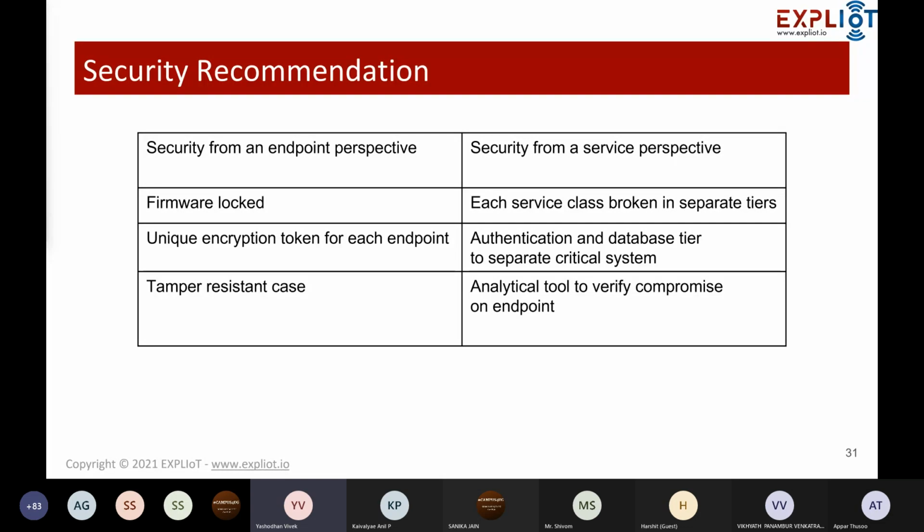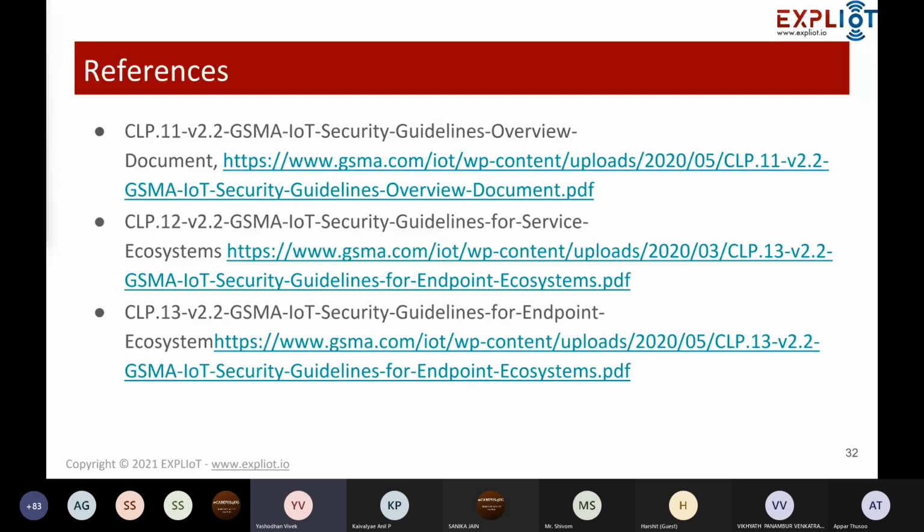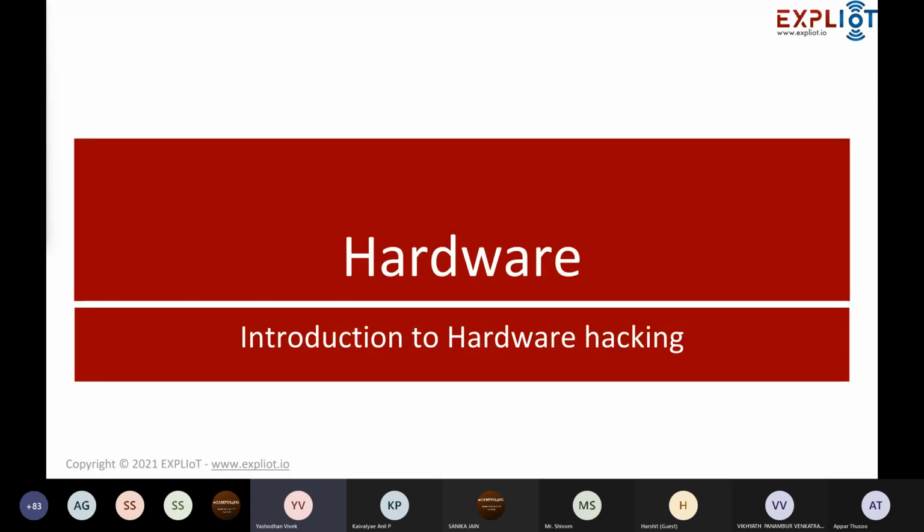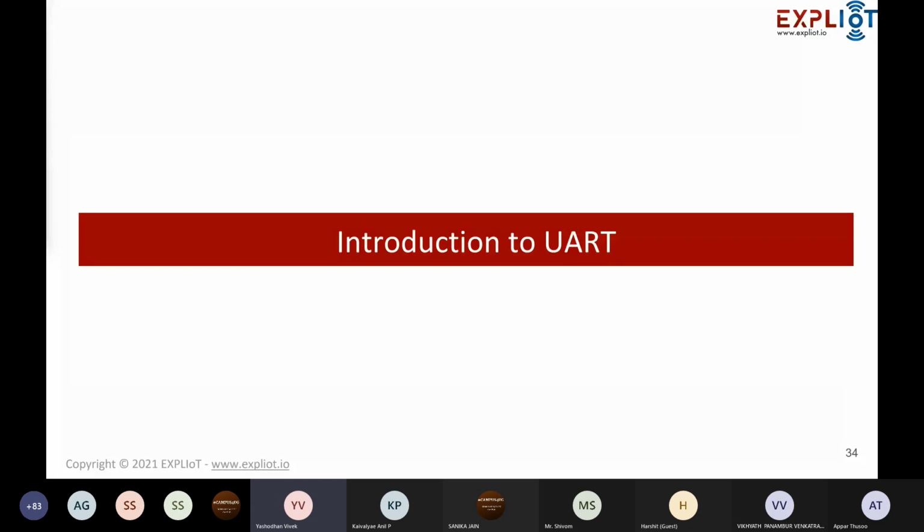And of course, from the service perspective, right? We should have an architecture which separates all the things. There should be proper scalability in those classes of services, as well as a proper authentication mechanism for the databases. So these can be the security recommendations one can follow. This was just the introduction to the compliance and standards part. Now we'll start jumping into the hardware part, right, which is more interesting stuff.